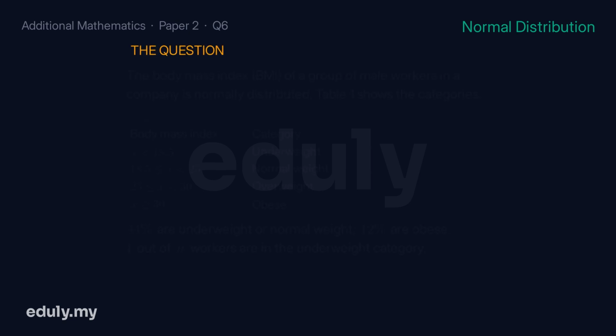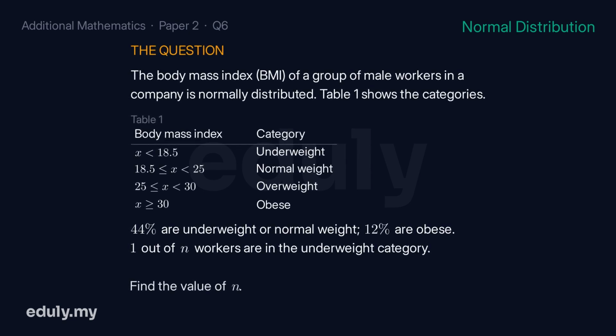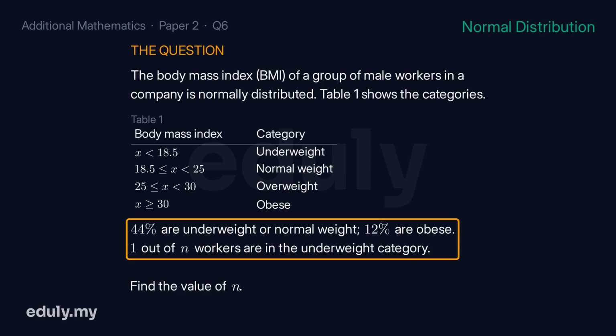Let's read the question. The body mass index of a group of male workers is normally distributed, and Table 1 sorts everyone into 4 weight categories. Here is what we are told. 44% are underweight or normal weight, 12% are obese, and 1 out of every N workers is underweight. And our job is simply to find the value of N.